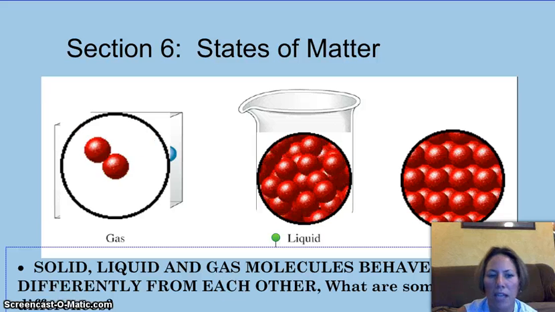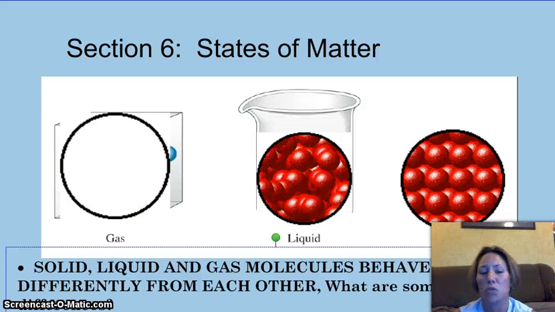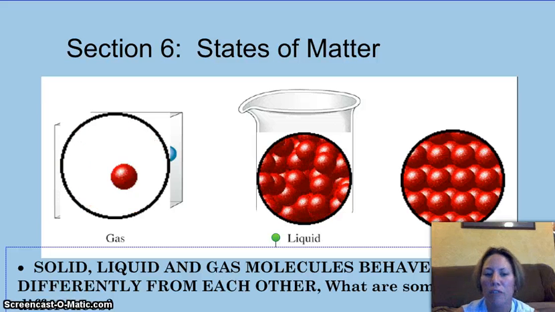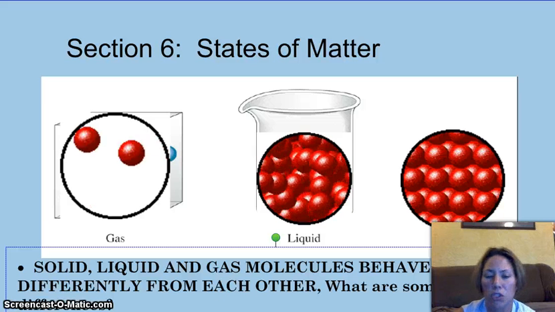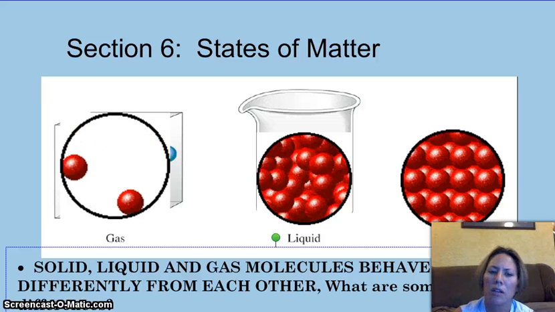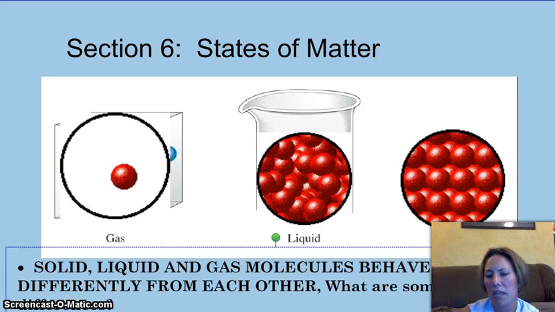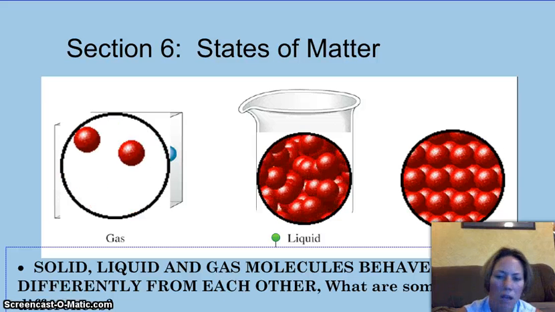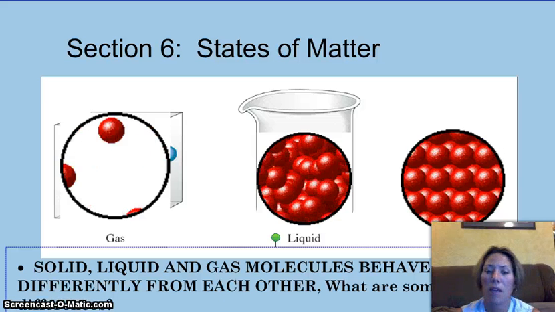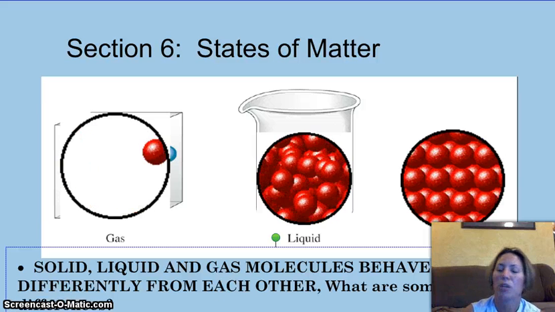And notice what they're doing in the gas phase, bouncing all around, kind of acting like pinballs. Definitely the most motion there. In the liquid phase, the molecules are bouncing around more. They're moving relative to each other. But notice that they're kind of still tight together. They don't really expand to take up the whole space. And then solid molecules have the least movement, and they are the closest together in the solid phase. So that is our solid vibrational motion.